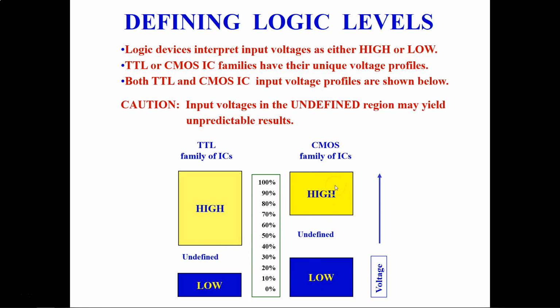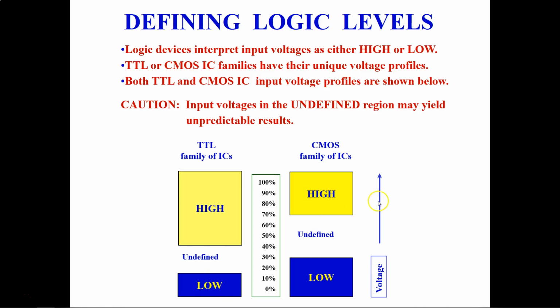CMOS input voltage for high logic is narrow, from 3.5 volts to 5 volts, whereas it was 2 volts to 5 volts for the TTL. And the lower range is higher too. In this case from 0 volts to 1.5, whereas here it was 0 to 0.8.